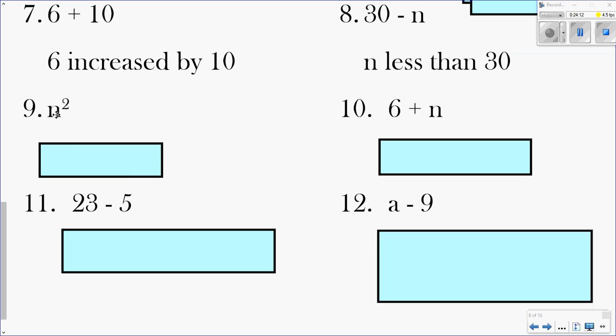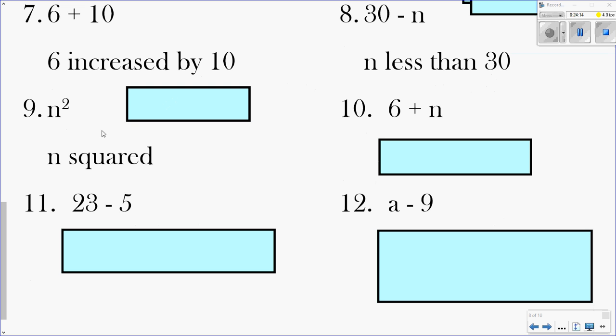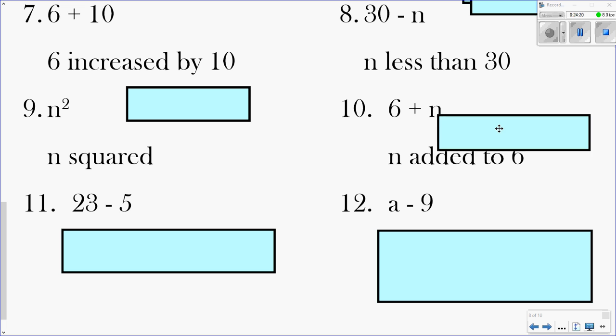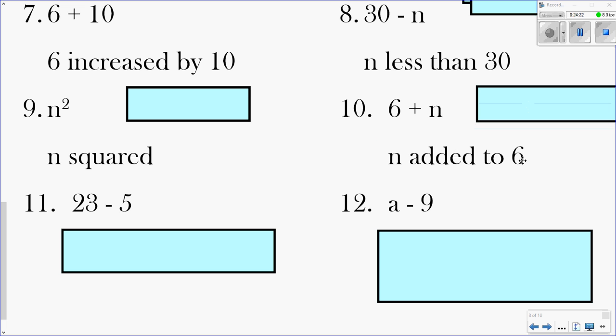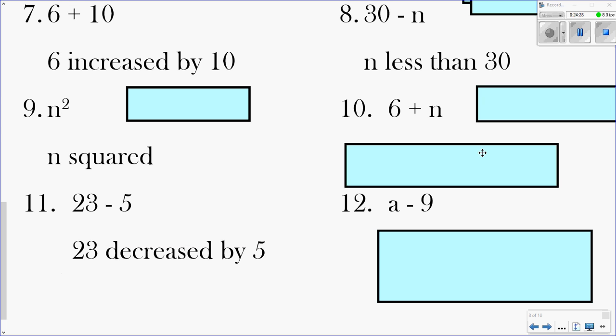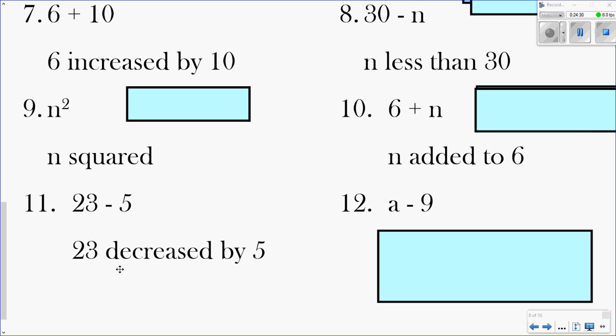And we have n squared, or n raised to the second power. We've got n more than 6, or 6 plus n, and added to 6. We have 23 diminished by 5, 23 minus 5, or 23 decreased by 5.